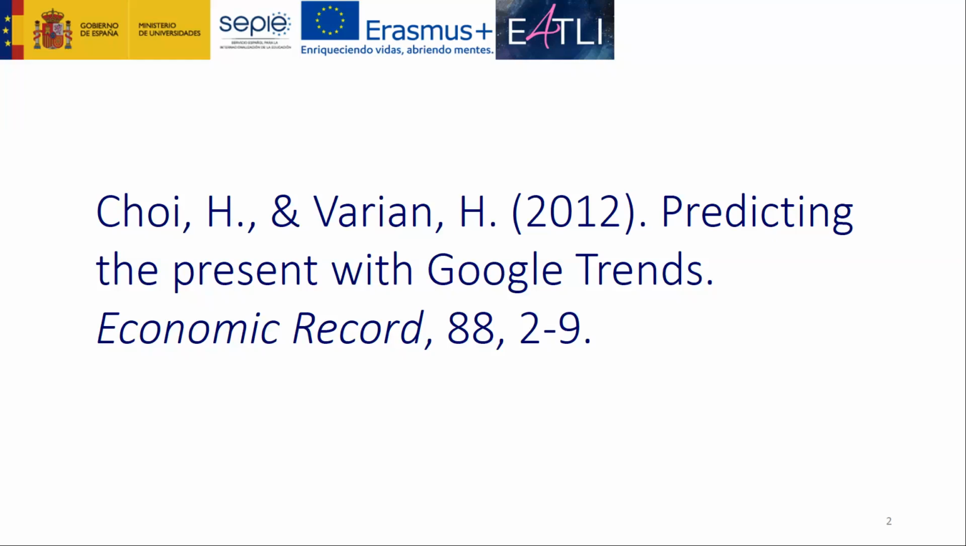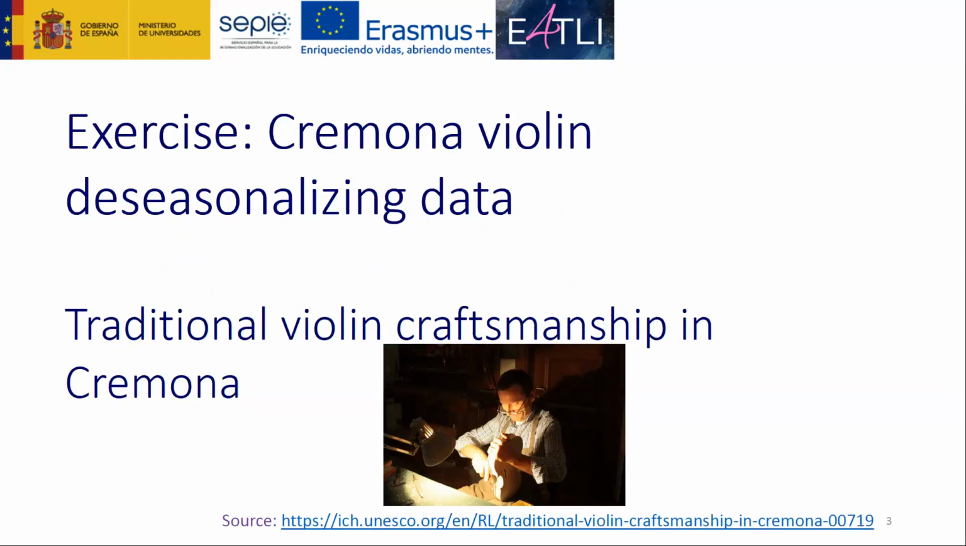It is possible to foresee what will happen in a week's time or in two weeks' time. For instance, we will start, as I said, it is very practical, and I will start by performing a practical exercise of Google Trends. And the first exercise is this one: we are going to look for Cremona violin.